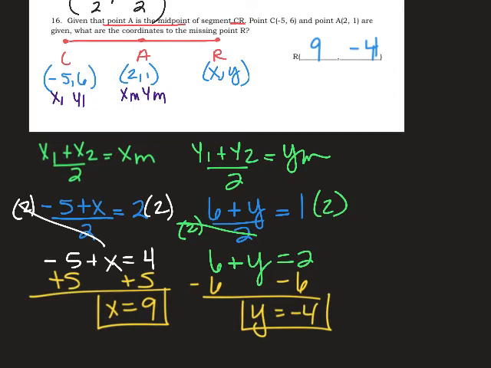Let me get a different color here. So I'm going to go from X in the middle to the X at the end. How do I get from 2 to -5? Subtract 7. So if I subtract 7 to go to one side, what do I need to do to get the other X? Add 7. 7 plus 2 is 9. And that's exactly what we had when we did the other method.